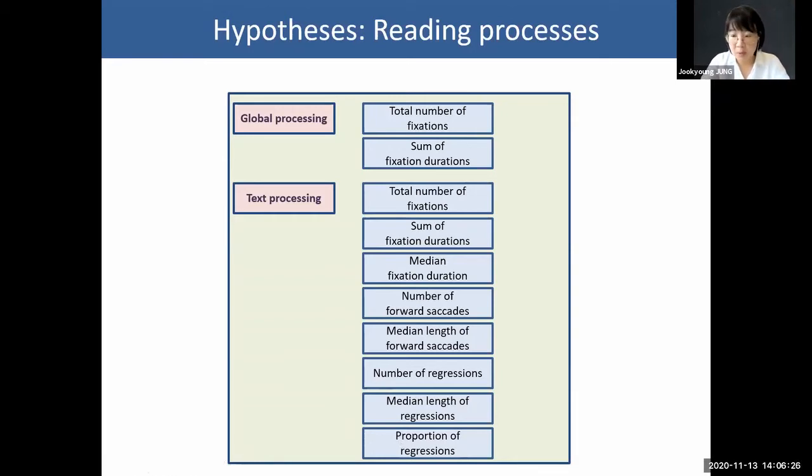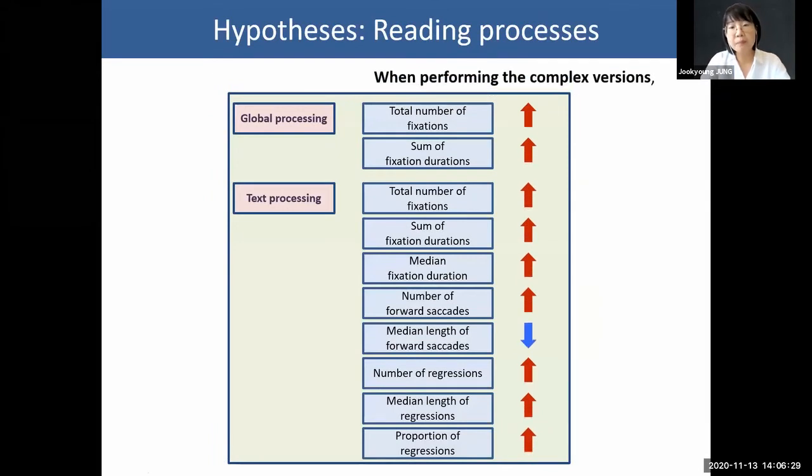And we hypothesized that when reading the complex version, in other words, when they had to reorder more text segments, we may see greater values for most of these indices, except for the median length of forward saccade. The reason behind this is that when they had to perform the complex reading tasks, their reading processes will be interrupted more often, which results in shorter reading eye movements in the form of forward saccades.